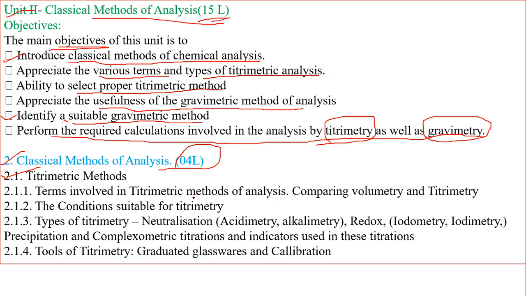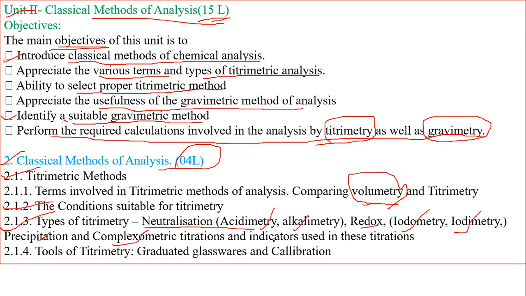Okay, so in titrimetric methods of analysis we are going to study volumetry and titrimetry. After that, the conditions which are suitable for titrimetric analysis. After that, the different types of titrimetric analysis, like neutralization, that is acidimetry and alkalimetry, then redox titration, with iodometry and iodimetry in the redox titration. After that, we are going to learn precipitation titration and complexometric titration.